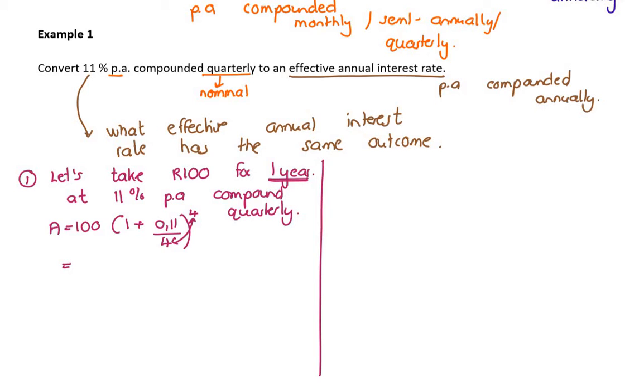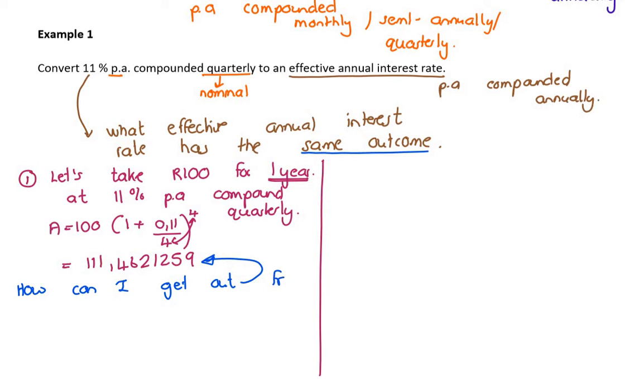If I work this out, it'll tell me how much money I'd have in my account for a 100 Rand investment, and I get 111 Rand 4621259. Okay, now the question is, how do I put in 100 Rand and still have the same outcome but with interest once a year? So my question is, how can I get out this same amount from 100 Rand but with an interest rate compounded annually?